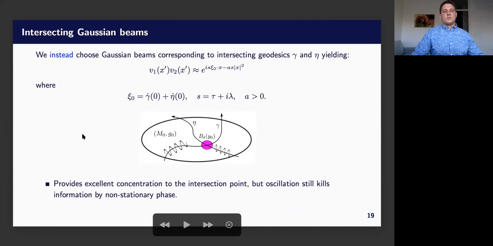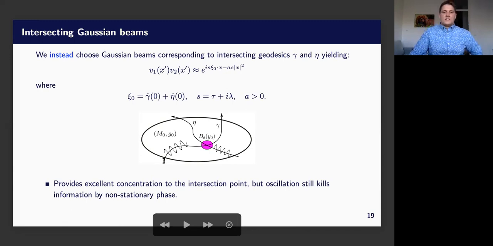We instead choose Gaussian beams, which correspond to intersecting geodesics gamma and eta. So in that case, the product of the two Gaussian beams, V1 and V2, to the leading order, looks like e to the power i s psi naught dot (x minus a), where a is positive, s psi squared. I'm sorry, here it should be x prime, and x prime also here. So why is this? Let's look at the picture.